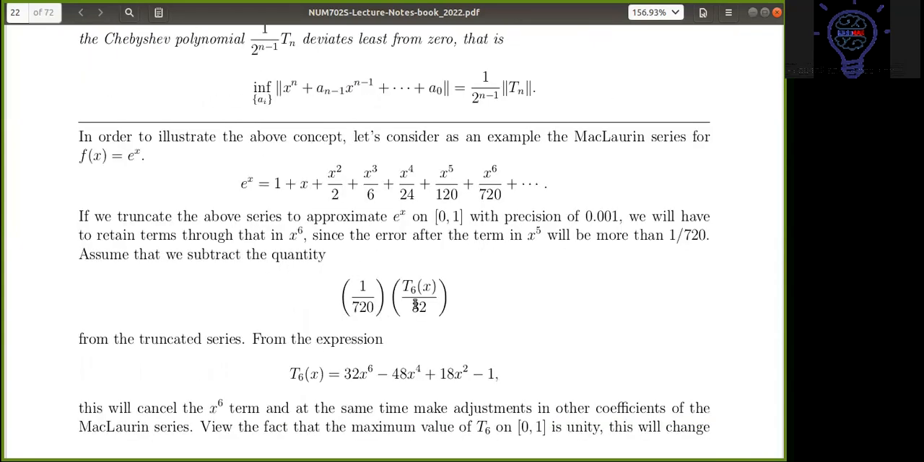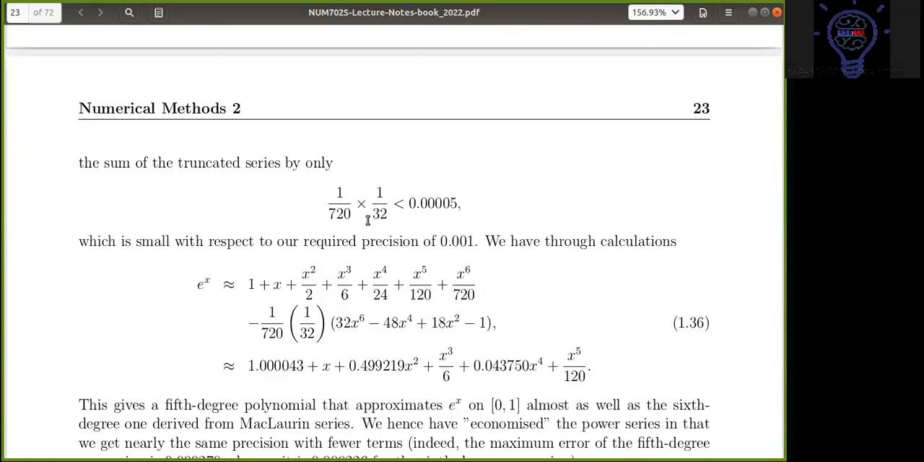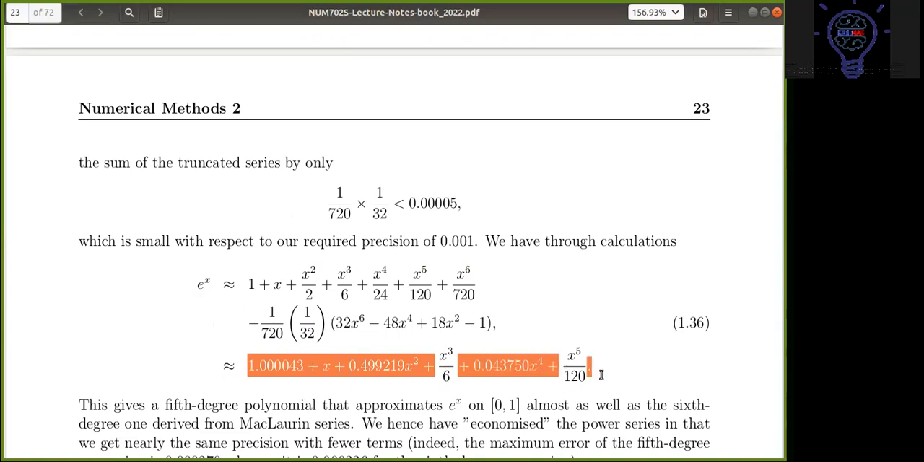So if we perform that, this is our expression of T6. We subtract Q6 from P6. This is what we obtain. So this is our P6, and we subtract an times T6 divided by 2 to the 6 minus 1, that is 2 to the 5, which is 32. So this is the new polynomial that we obtain after computation. This is our P5, the expression of P5.